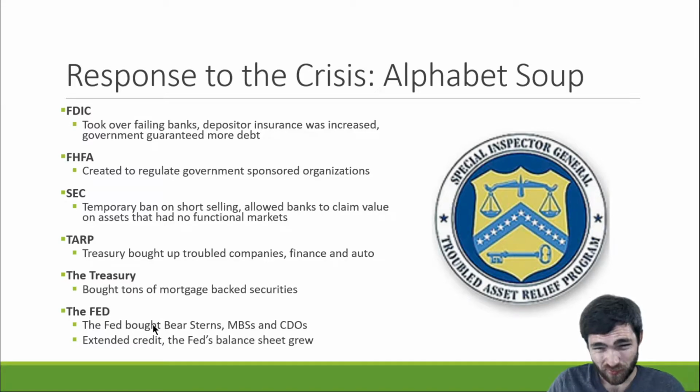So, the response to the crisis was very multifaceted, but there were a huge number of programs. The FDIC straight up took over failing banks. Depositors' insurance was increased, and the government guaranteed other types of debt, not just deposits. The FHFA was created to regulate Fannie Mae and Freddie Mac and other government-sponsored lending institutions.